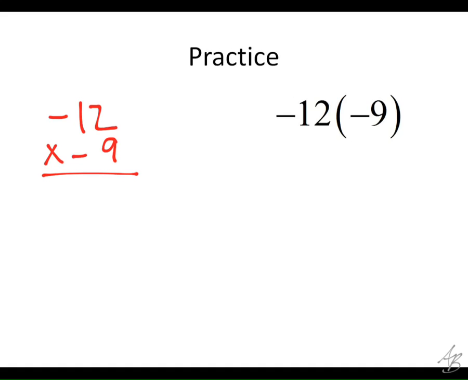What's 9 times 2? 18. So I'm going to put the 8 down here, carry the 1. What's 9 times 1? 9 times 1 is 9, plus the 1 we carried is 10. So that's going to give us 108. Is that a positive 108 or a negative 108? Positive. Why is it positive? Yeah, when we multiply a negative times a negative, we get a positive. So you should have positive 108.